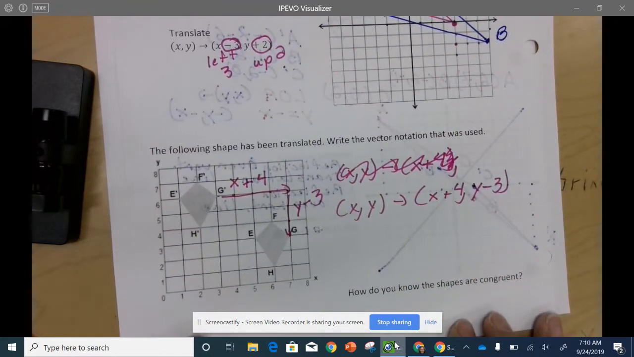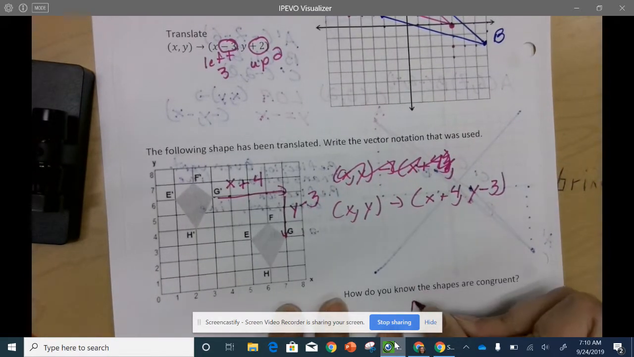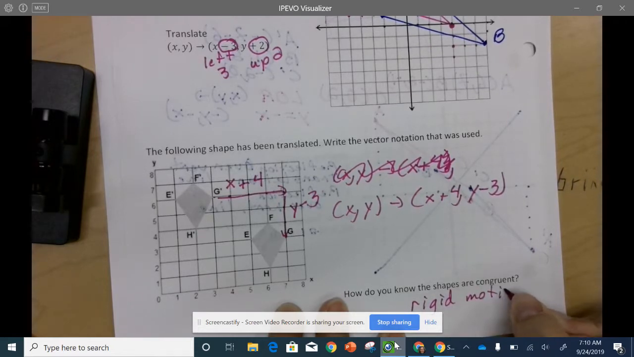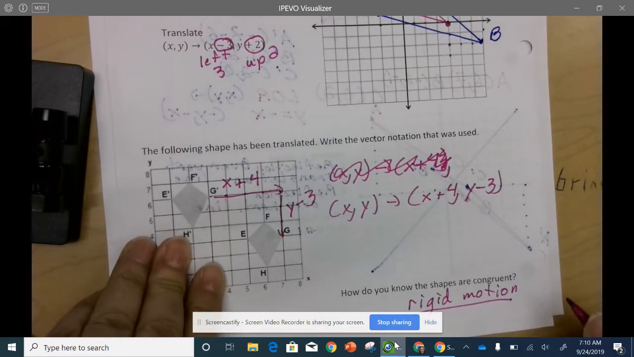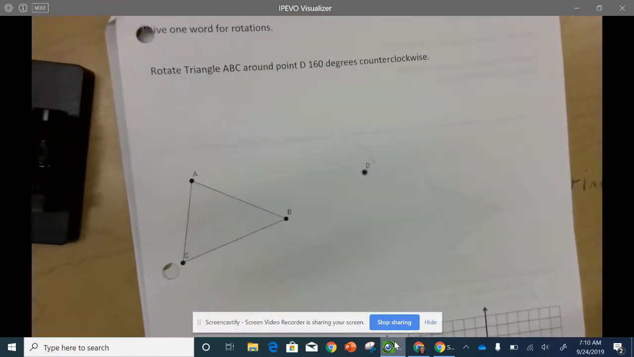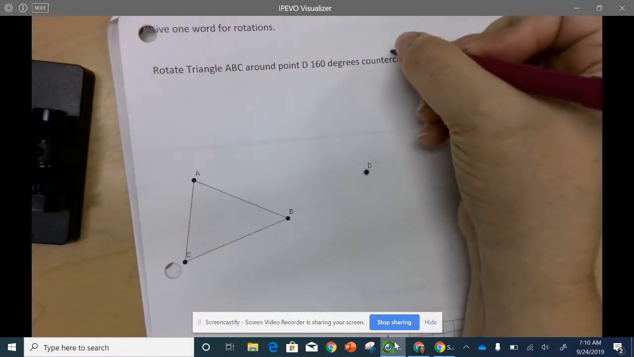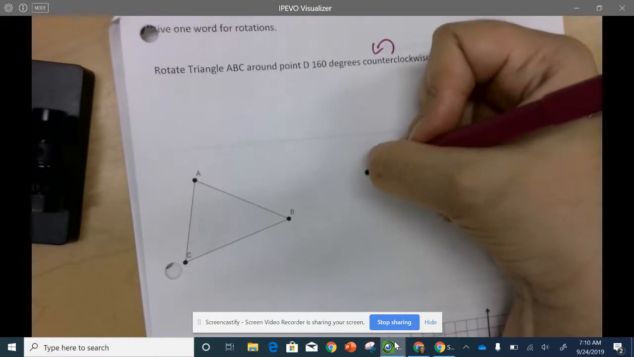How do you know the shapes are congruent? Okay, we know that they are congruent by rigid motion. Okay, so rigid motion. Translation is a rigid motion. Okay, on this one, rotations. So it says 90 degrees counterclockwise. Okay, so everybody remember counterclockwise is going to be this way around point D.